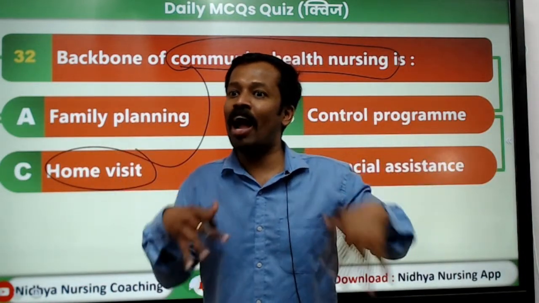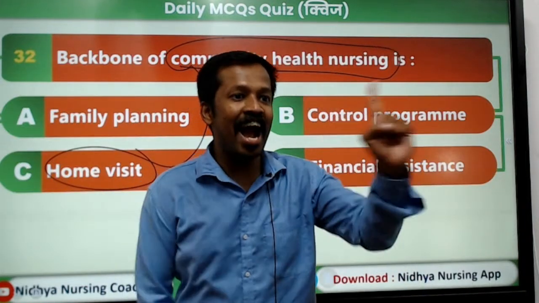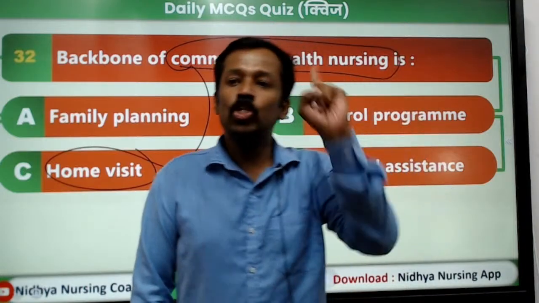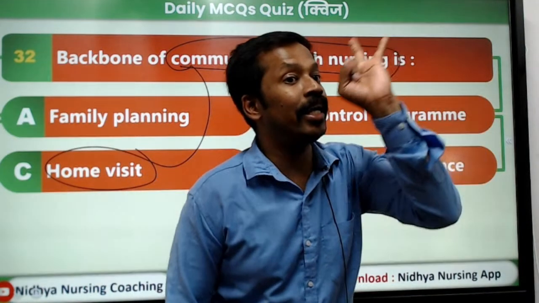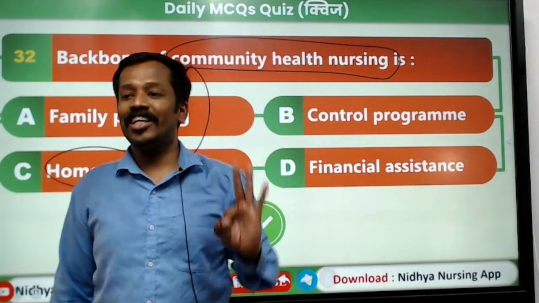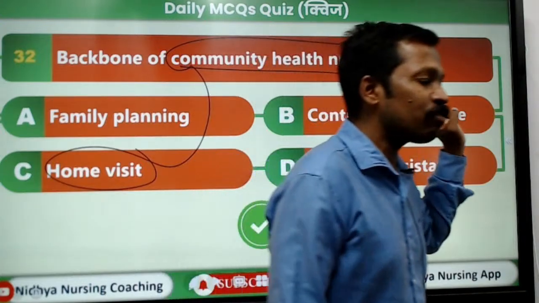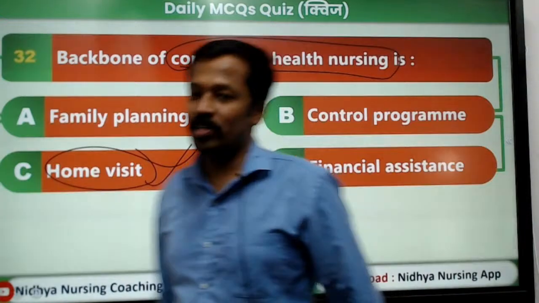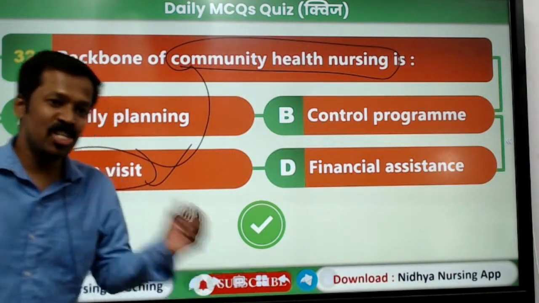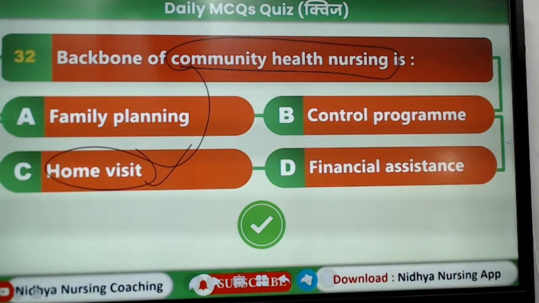Everybody is in a family, everybody is in a home, isn't it? So a community health nurse can give a home visit to assess each and every individual, family and community. So what is the backbone of community health nursing? Home visit. Got it? So which is the right answer? Home visit. It's a direct question.